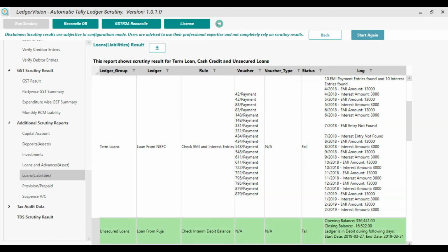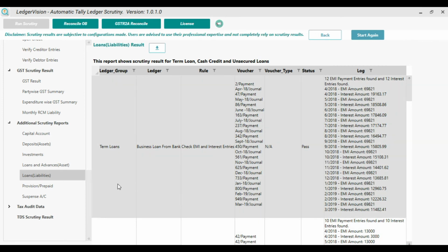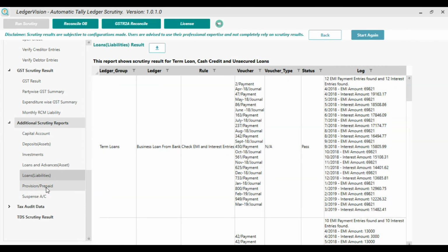Opening and closing balance is not matching. Now this is an unsecured loan, check interim debit balance. You can see the opening balance is 3 lakh rupees, but the closing balance is in debit. It is 16,000 rupees. So the closing balance of an unsecured loan should not be in debit. This kind of accounting principle mistakes are captured by Ledger Vision.